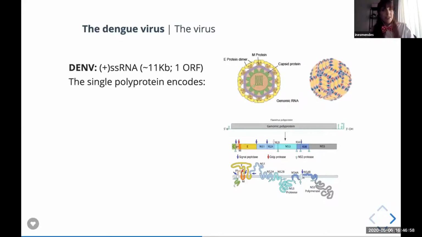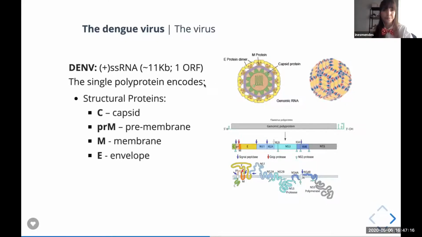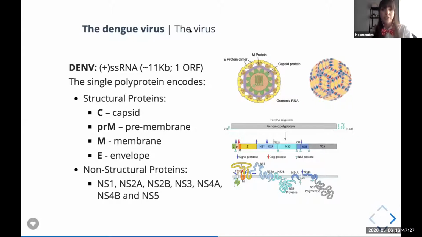And talking about genomics, dengue is a single-stranded RNA virus with a genome size of almost 11 kbs. It's not a big virus at all, and it has a single polyprotein that encodes everything the virus needs. So it has the structural proteins of the capsid, the pre-membrane, the membrane, and the envelope, and then non-structural proteins. Here you can see a diagram of the cleavage sites of the genome and how it will replicate inside the cells.